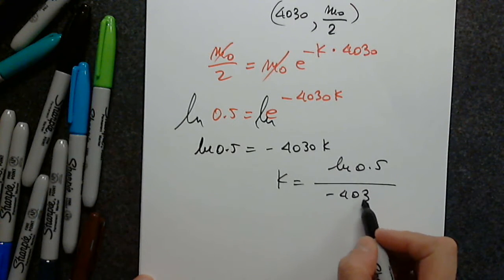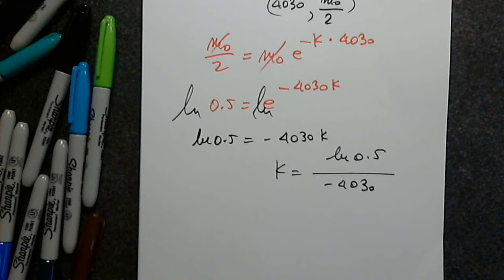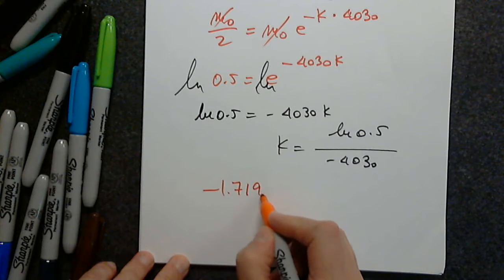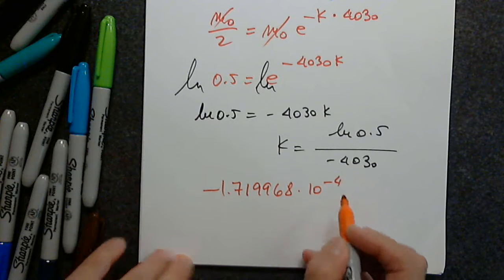Very good. Awesome. And whatever that is, I have no idea what it is. So k is natural log 0.5 divided by, in parentheses, negative 4030. And the answer is, careful, they want us to round to 6 decimal places, right? That's what it says, 6 decimal places as needed. So I'm going to copy this number as negative 1.719968 times 10 to negative 4.